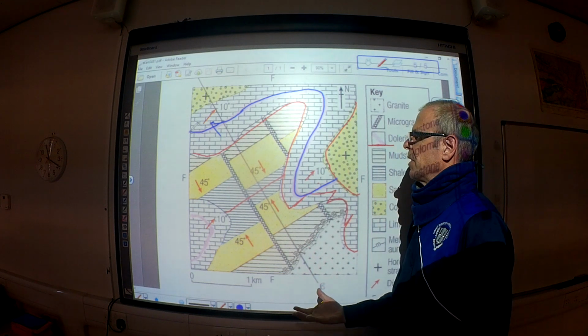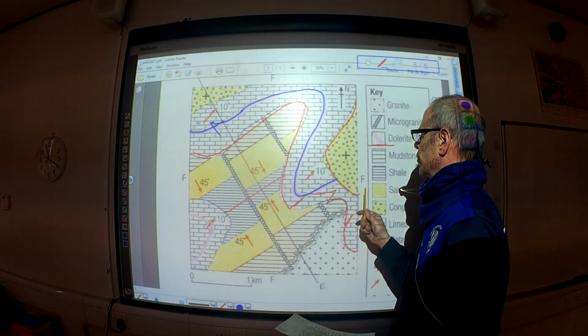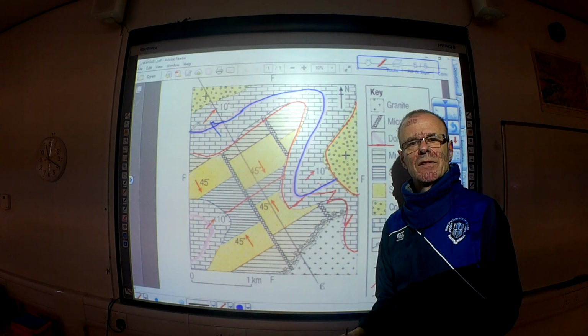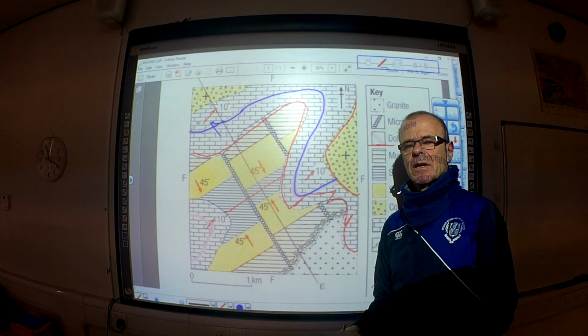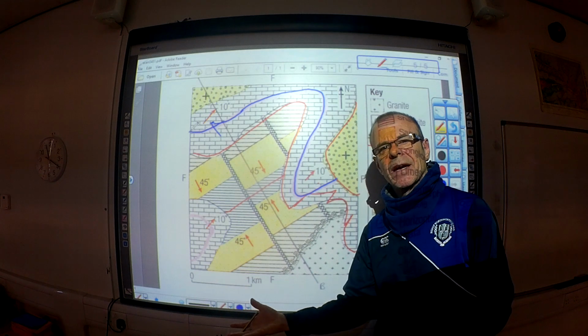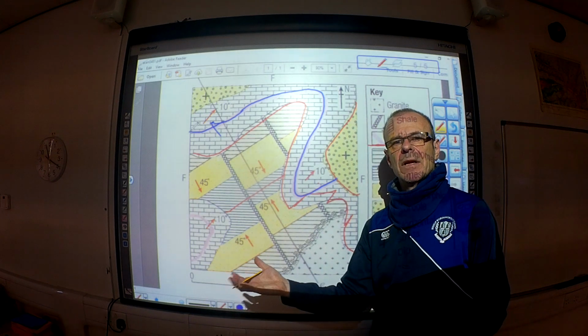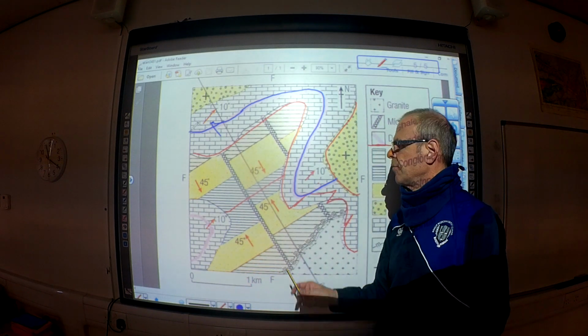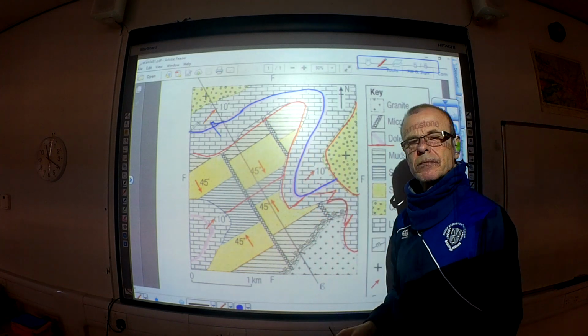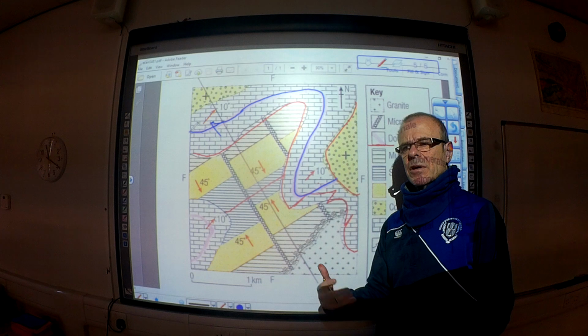There would then have been further erosion, and then deposition of the flat-lying conglomerate is the last episode in the history of this geological map, apart from the fact that you then have uplift and then further erosion to cause the hills and the valleys. I hope that makes sense for you.